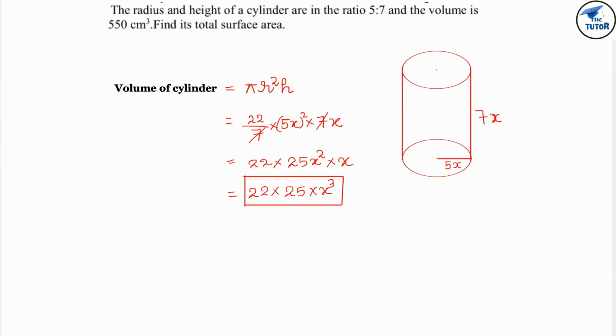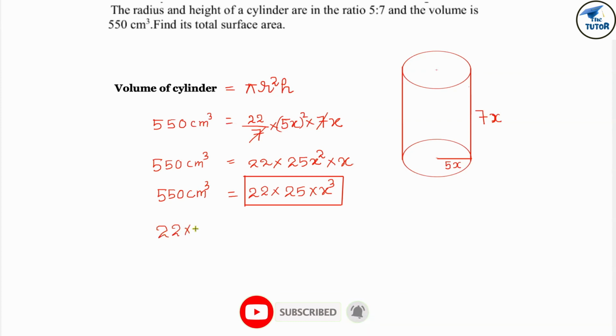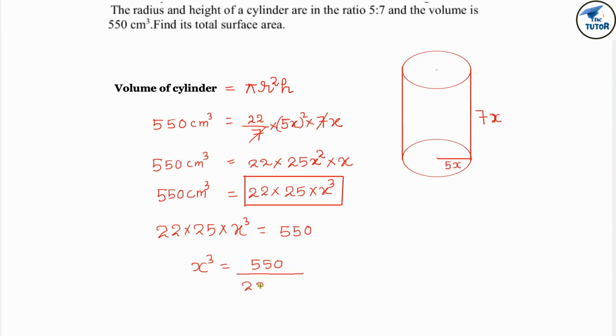Okay, now what was the volume of the cylinder? 550. Can I write it like this? 22 times 25 times x cube is equal to 550. So what is x cube? It equals 550 divided by 22 times 25.